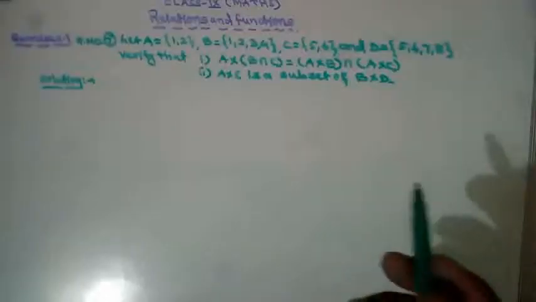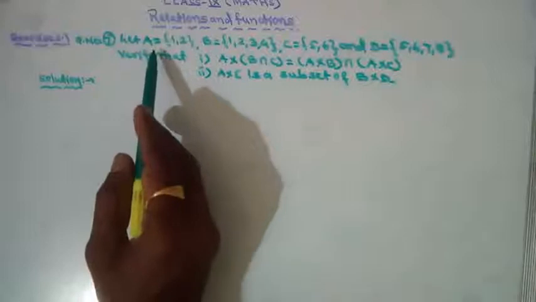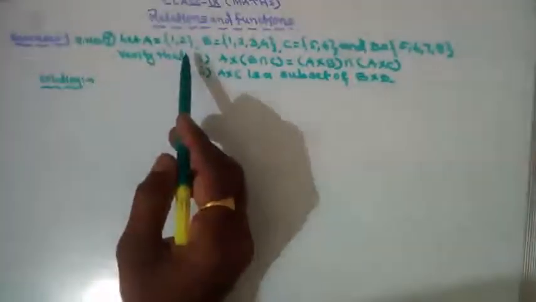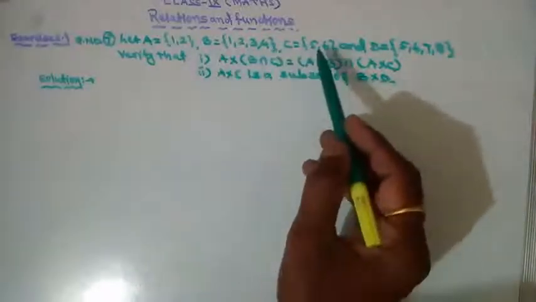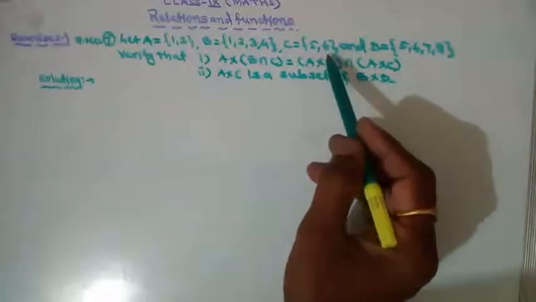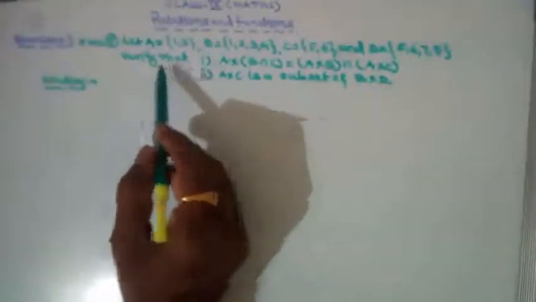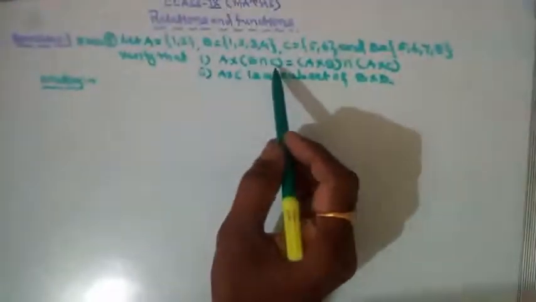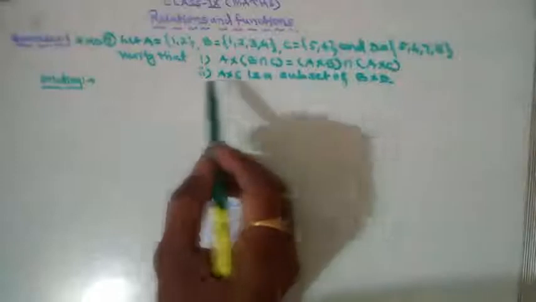Okay, students, now see the next question, question number 7. Let capital A equal a set containing two elements 1, 2, B equals 1, 2, 3, 4, C equals a set containing 5 and 6, and D equals 5, 6, 7, 8. You have to verify that A cross B intersection C equals A cross B intersection A cross C, and second, A cross C is a subset of B cross D.